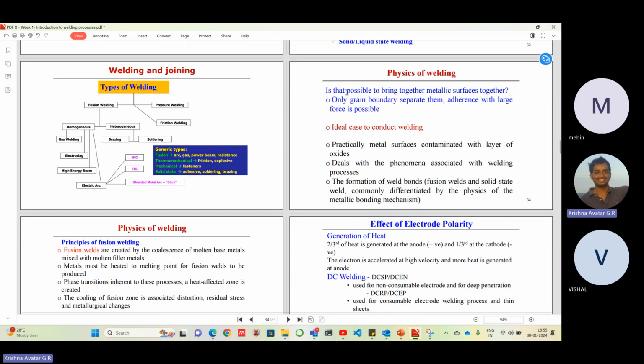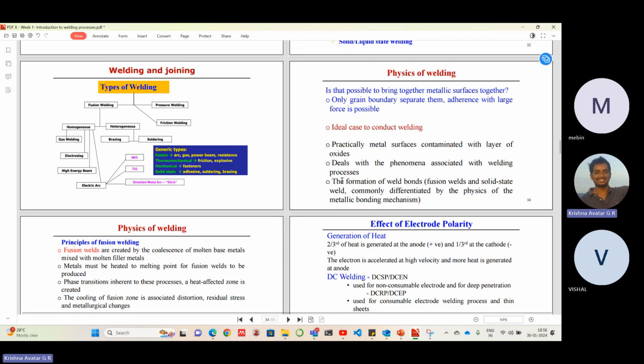Now, is it possible to bring metallic surfaces together? If only grain boundaries separate two different metallic surfaces, we can still join them if we apply a large force. So this is the ideal case to conduct welding, that the ideal case is to have practically clean metal surfaces, not contaminated with a layer of oxides.